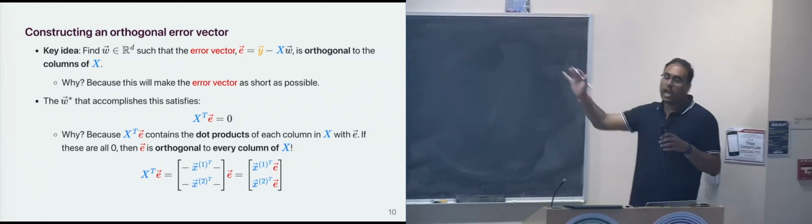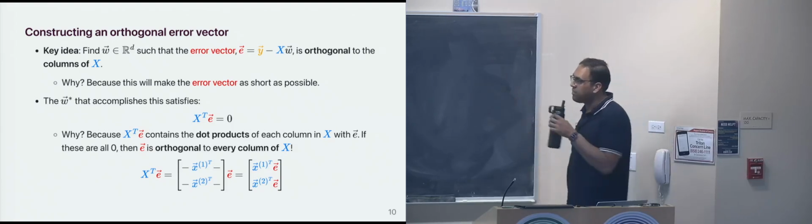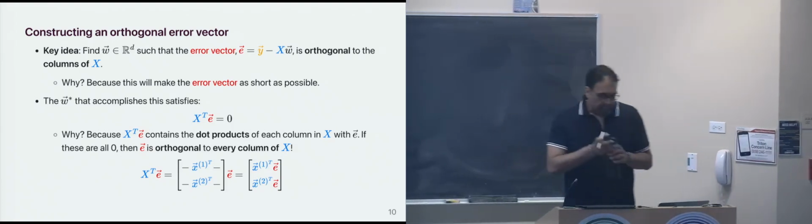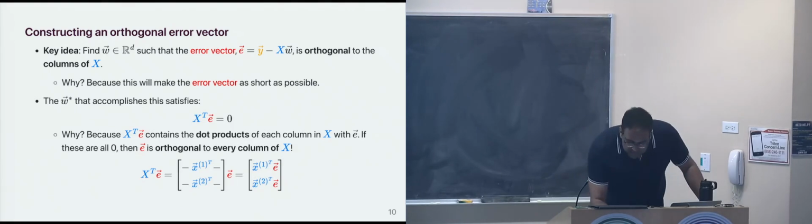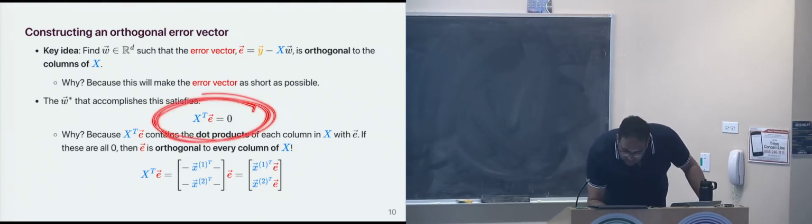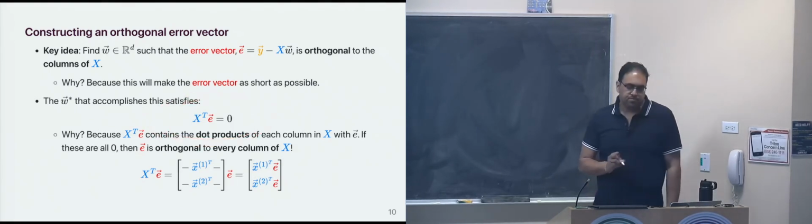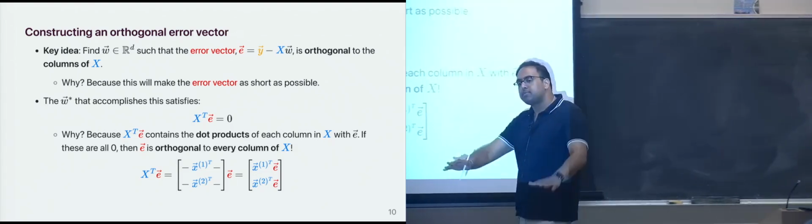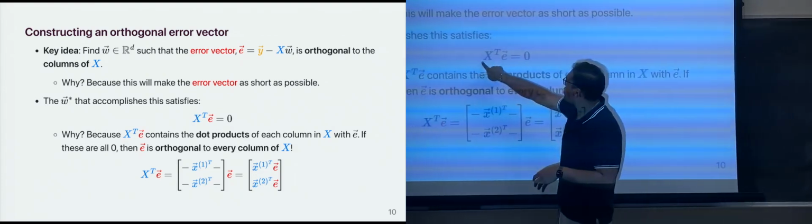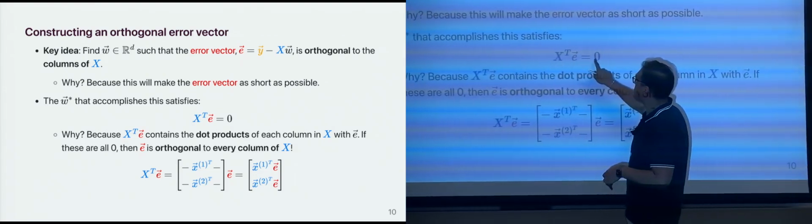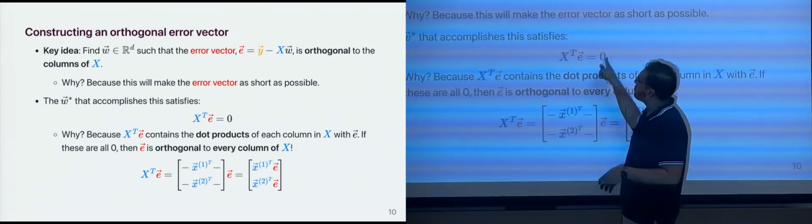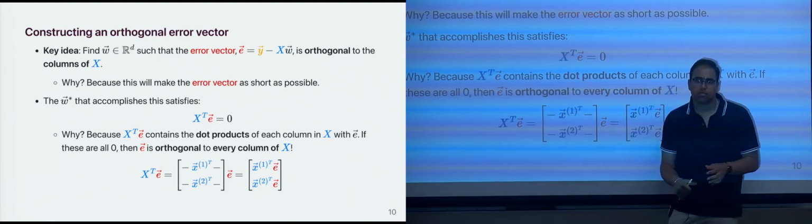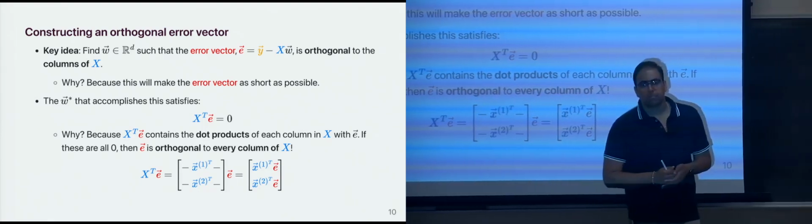that is, that makes the error vector be orthogonal to every column of x, satisfies x transpose error vector equals 0. Now at first this may seem strange because x transpose times the error vector equals 0 doesn't involve a w or a w star. Or does it?